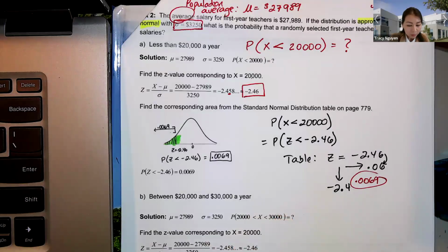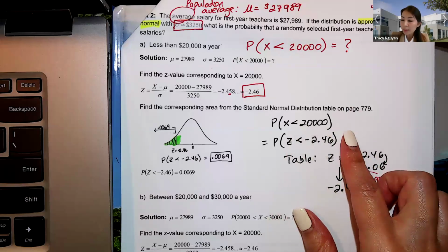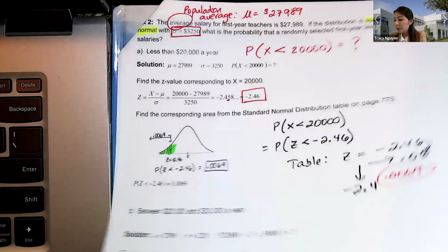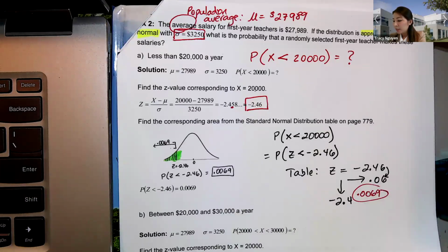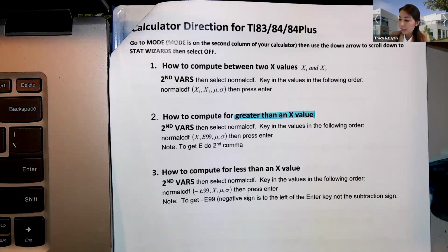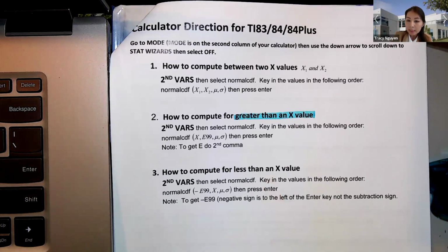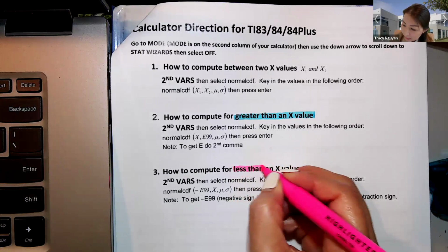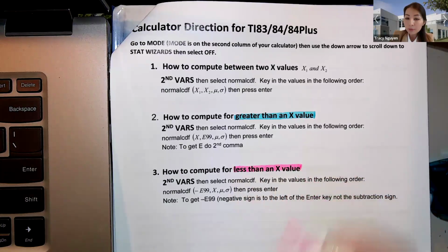So now, this is how we solve the problem using the normal distribution table. I'm going to take you to the calculator page again. If you flip a couple of pages, you will see the calculator directions on how to do it for the case of less than. So let's take a look at how to compute it for less than on a TI-83 or 84 Plus calculator.